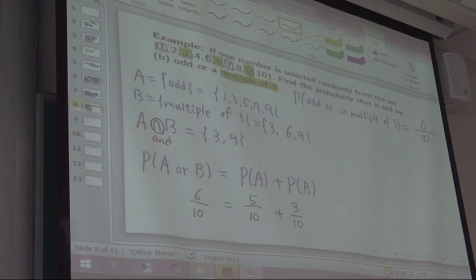The reason is there is an overlap between these two. So we have to subtract the probability of A and B, which is the overlap between A and B. That subtraction is 2 over 10. If we subtract that, they are equal to each other. Does it make sense? Yeah.